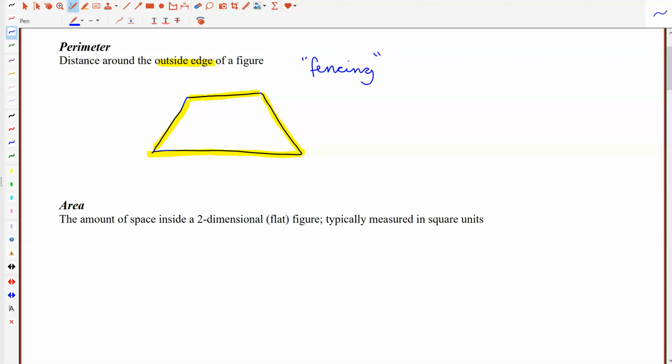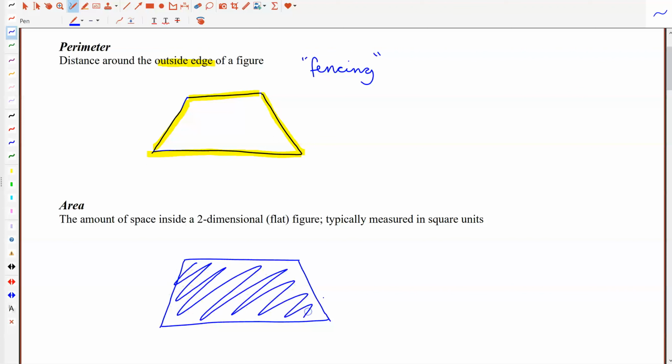All right, so contrast that with an idea about area. So area is the amount of space inside of a two-dimensional or flat figure. And we typically would measure area in square units. If you're given a flat figure, and I'll just draw a generic figure that has straight sides, and I want to figure out how much space is inside of here, I guess we could measure the space by seeing how many, I don't know, cotton balls would fill out the insides, or how many macaroni noodles would fill out the inside, or something like that.